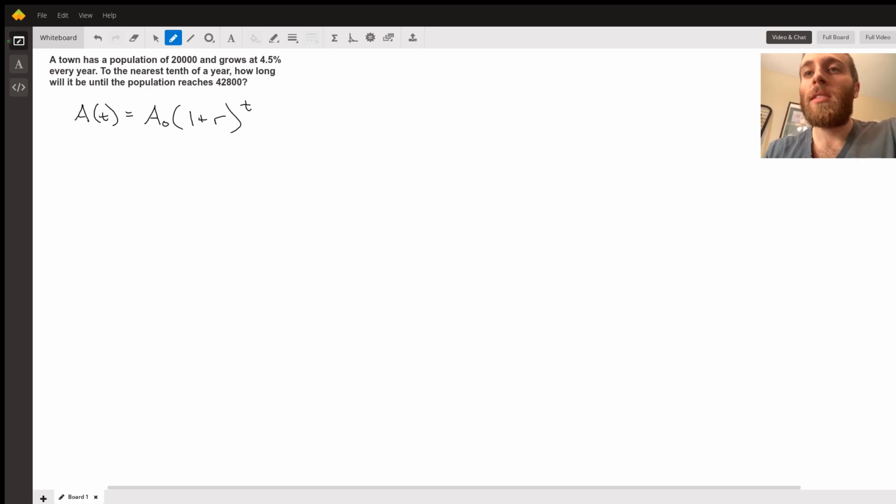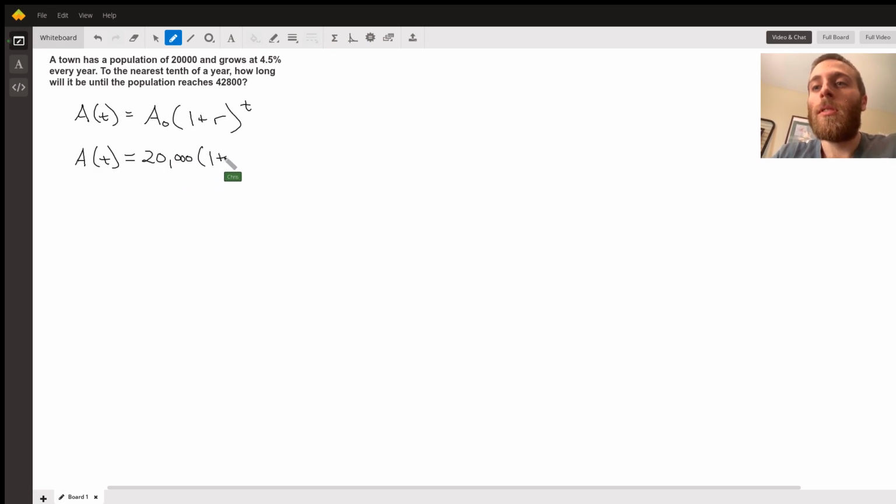So let's fill in the blanks here with the information that it gave us. So we know that the amount is basically our population, the number of people at any time. It's going to be my initial population times 1 plus 0.045, that's my 4.5%, to the t power. So notice for this rate here, I had to convert the percent to a decimal. And the way that I did that is by moving this decimal point 2 places to the left, or dividing it by 100. It's the same thing. All right, so here's my formula.